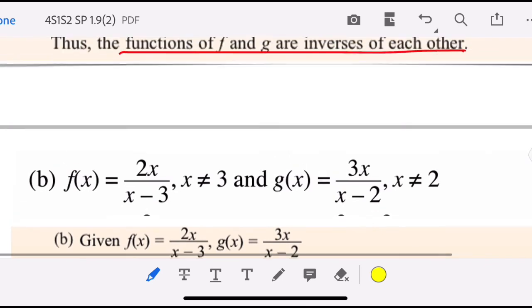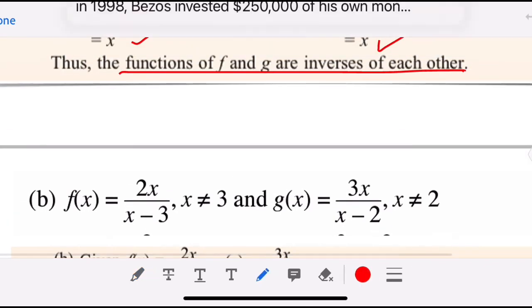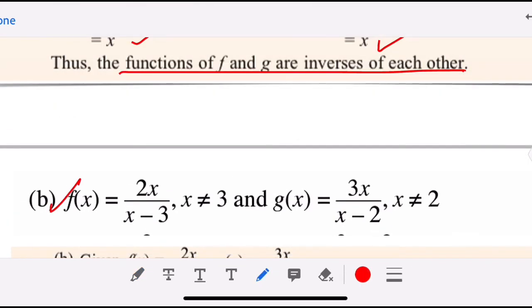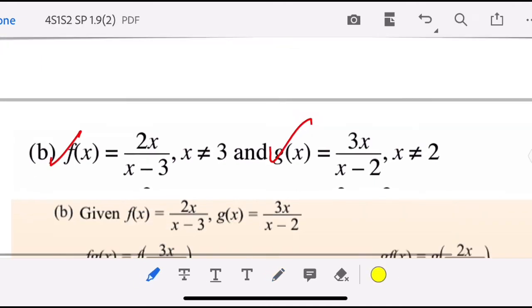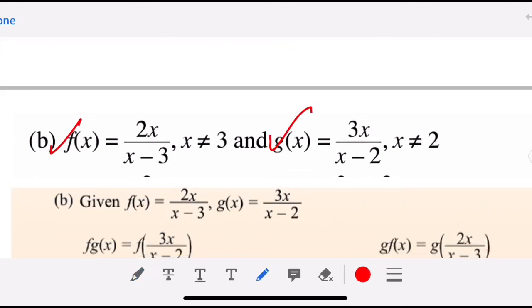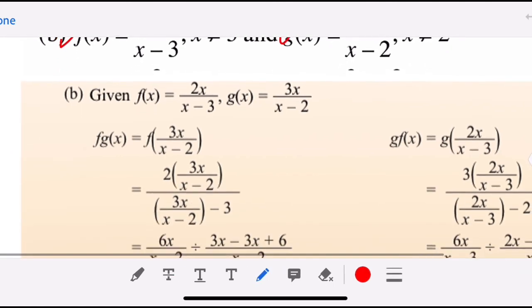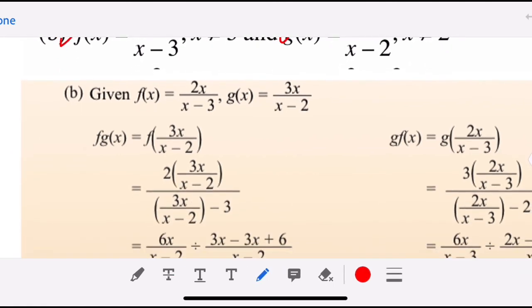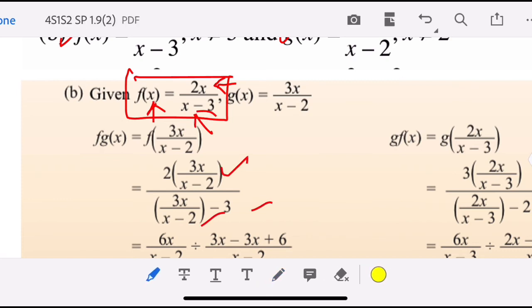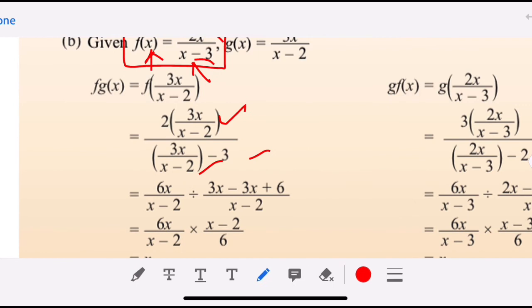Alright, so let's do this one. You have f(x) and g(x). So let's find f(g(x)). For f(g(x)), we will refer to this one. We will substitute g(x) into here when we see x. So it's a bit complicated. When you do this one, you need to be very careful.